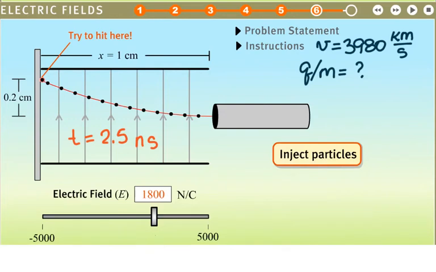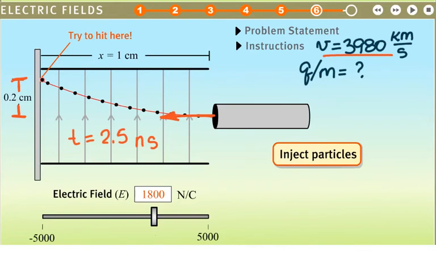Now I can find the average vertical velocity. The distance the particle, or the charge, travels vertically is 0.2 centimeters. And I can find the average vertical velocity because when it leaves the machine, it leaves at some initial velocity that they give you, 3,980.